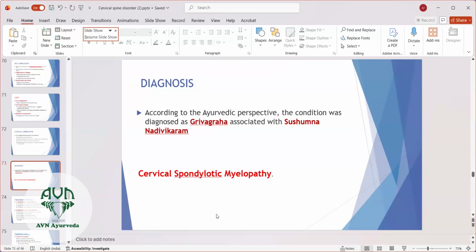This is also cervical canal stenosis compressing the spinal cord. So upper motor neuron lesions are observed. Both upper limbs and lower limbs are affected. Hoffman sign is positive. That is also confirmative for this myelopathy. And radiological findings are also in favor of myelopathy.